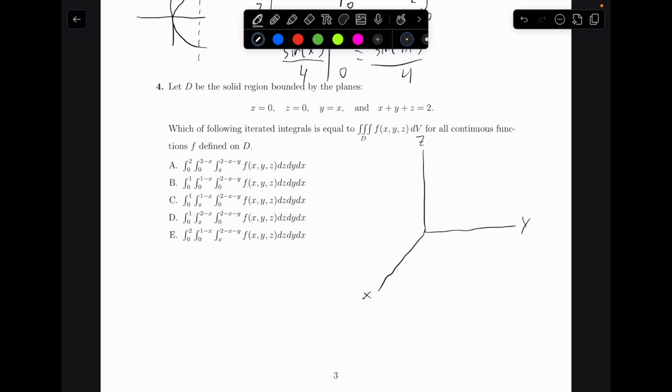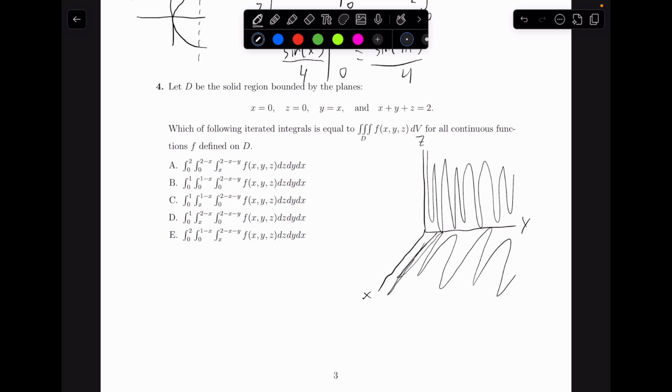Yeah, so it's going to be a little bit difficult to kind of draw it out, but this is going to be my x equals 0. Z equals 0 is just the xy plane. Y equals x is kind of this line right here.